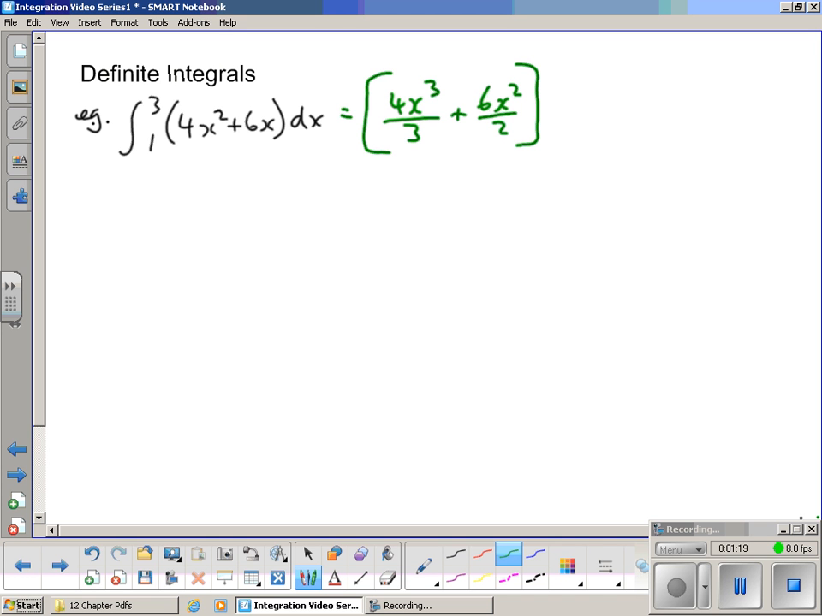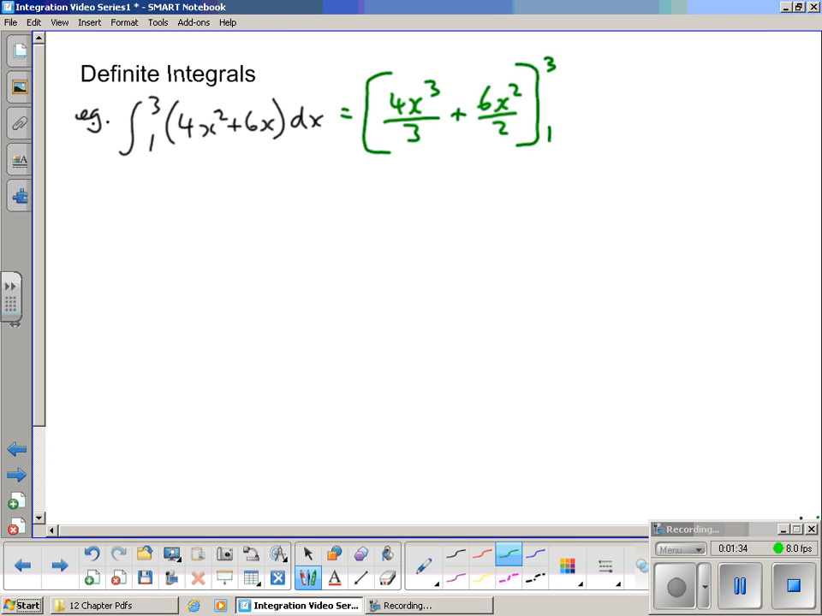And we have square brackets there. We're going to put a 3 up the top and a 1 down the bottom. There are our x values that we're going to sub in later. Now you notice we don't have a plus c at the end because we don't need it. We've got specific x values to plug in.